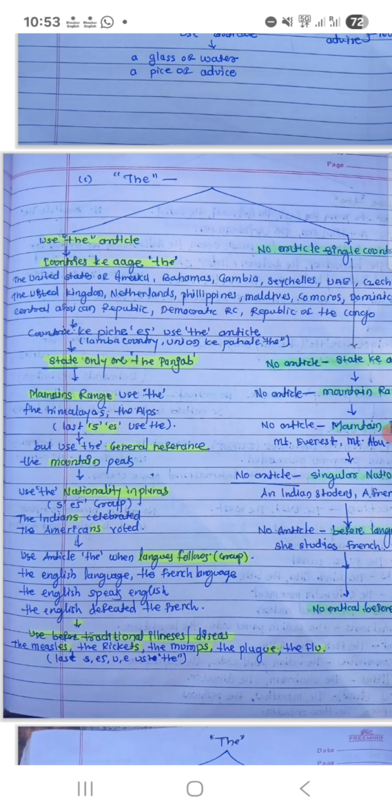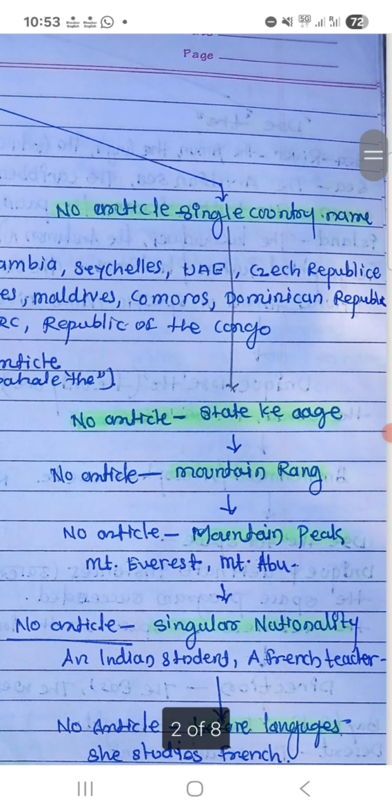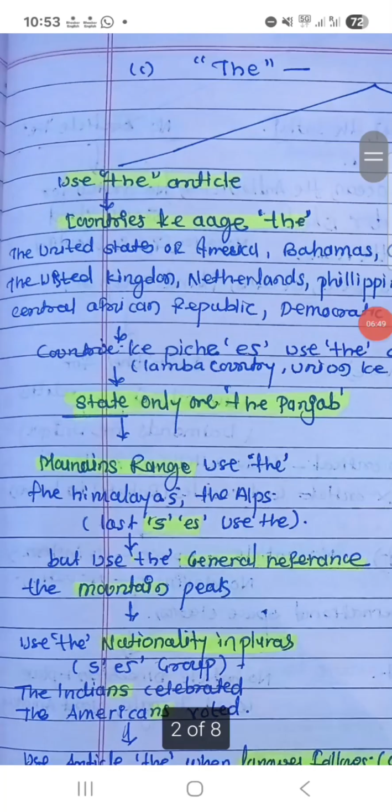When there is any organization, at that time use the article, like a group of countries. Next, states: there is no article, no article for a single country name. Got it? No article for a single country name. Second, no article for a state, but one state is here, which is the Punjab.